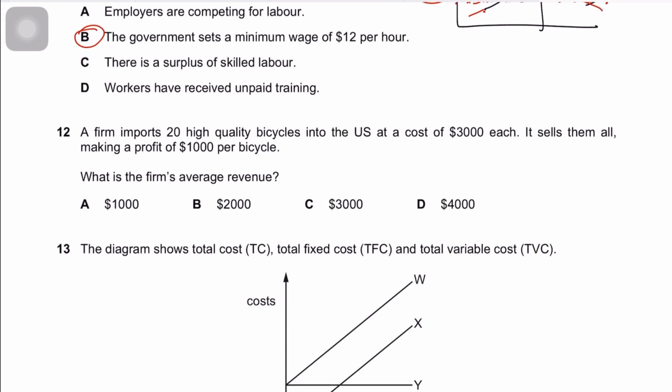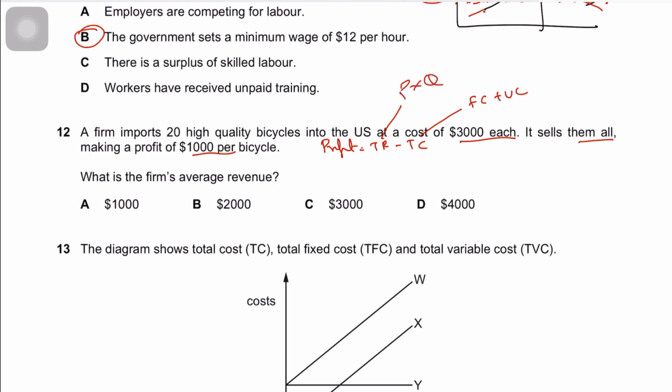Question number 12 says a firm imports 20 high quality bicycles into the US at a cost of 3,000 each. It sells them, making a profit of 1,000. So what is the profit formula? Profit equals total revenue minus total cost. Total cost is basically fixed cost plus variable cost. Total revenue is price multiplied by quantity sold.